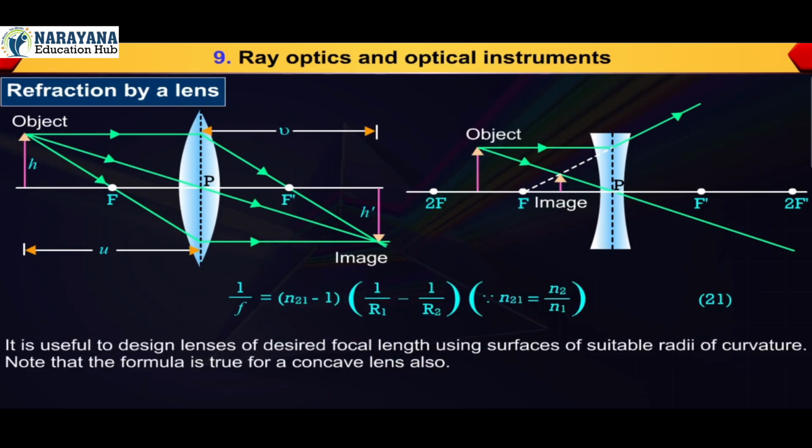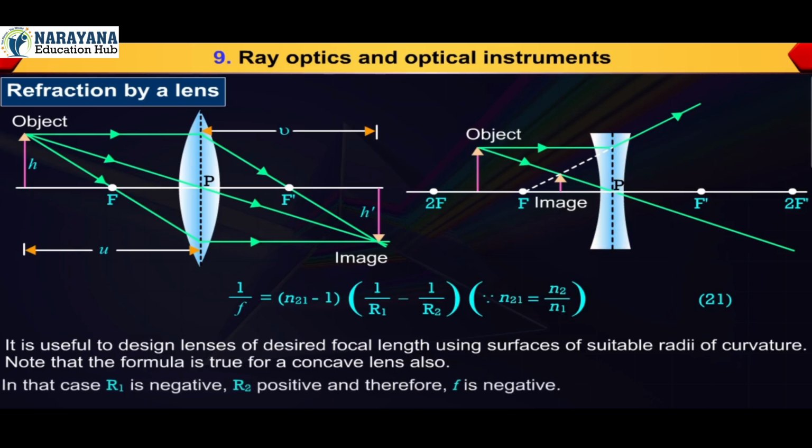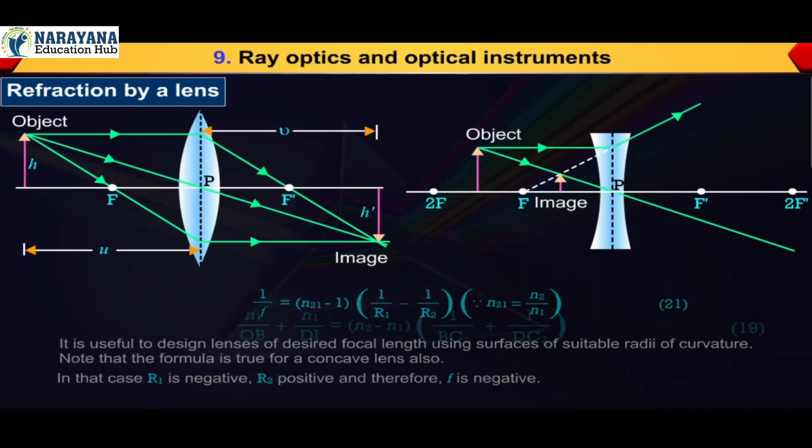It is useful to design lenses of desired focal length using surfaces of suitable radii of curvature. Note that the formula is true for a concave lens also. In that case, R1 is negative, R2 positive, and therefore f is negative.